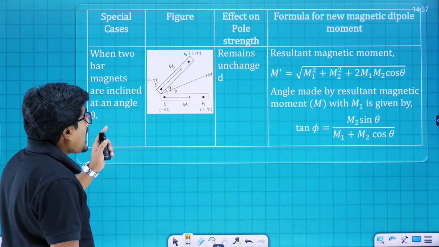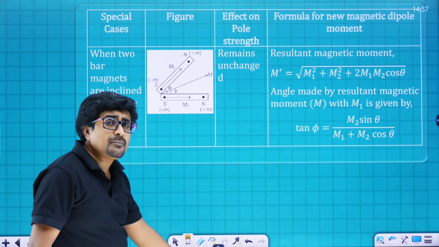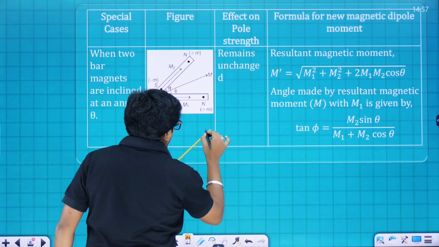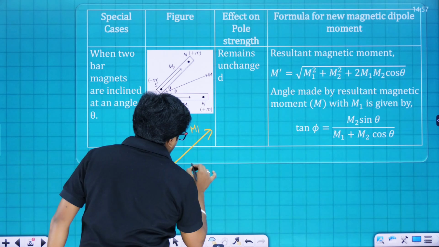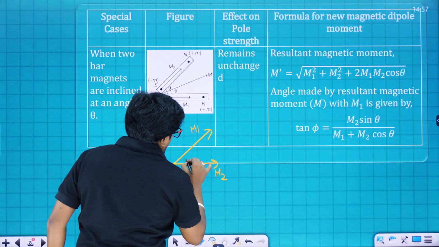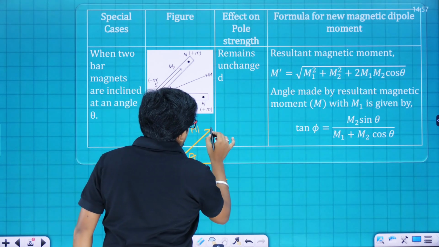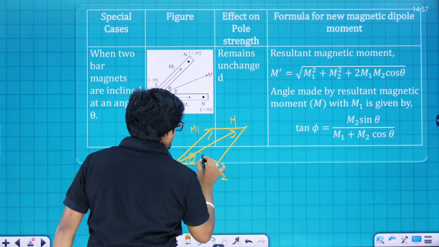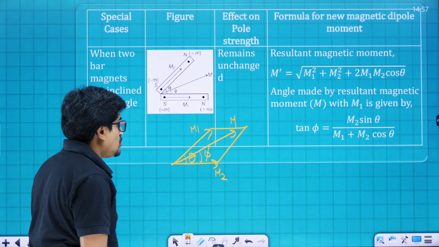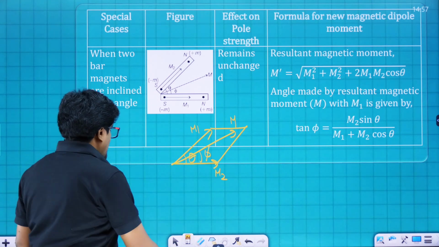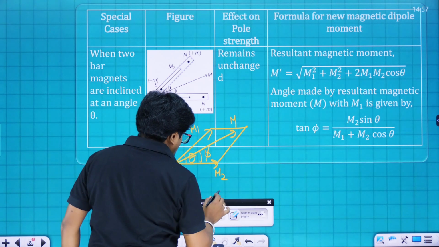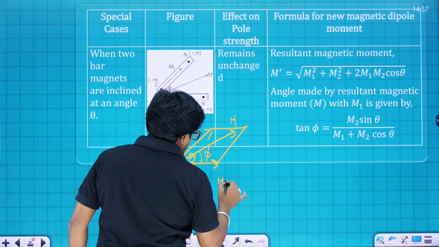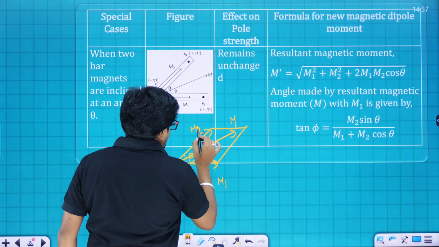Moving to the next, we again have 2 bar magnets, but this time they are not kept perpendicular to each other. Here this is M1 and here this is M2, and the angle of separation is theta. The resultant of this is marked as capital M, and that makes an angle phi with respect to M2. Let me sync this with the figure. So let me take this as M1, and let me take this as M2.